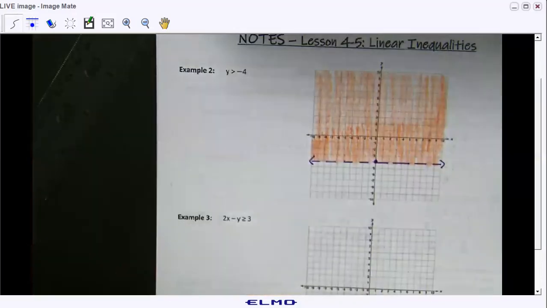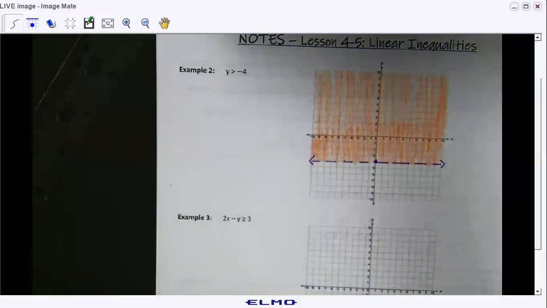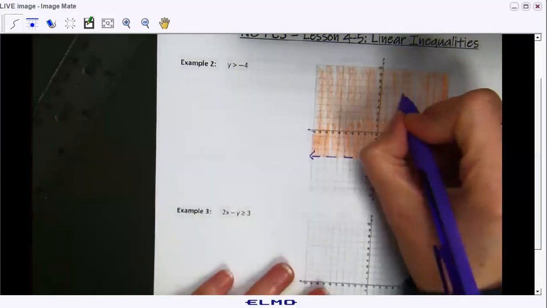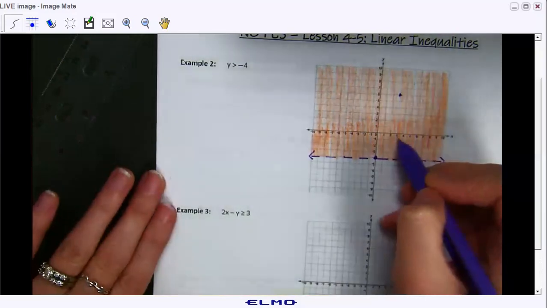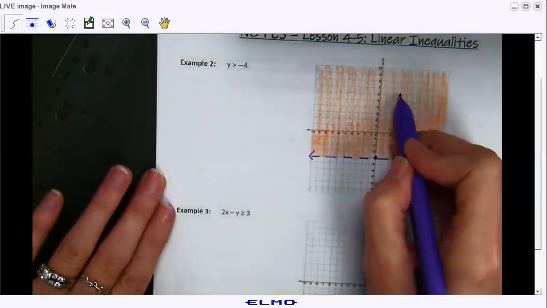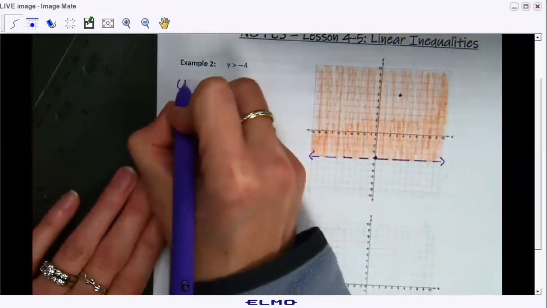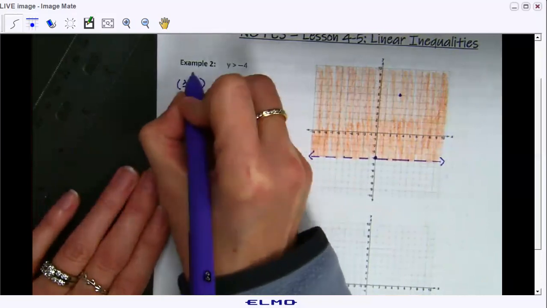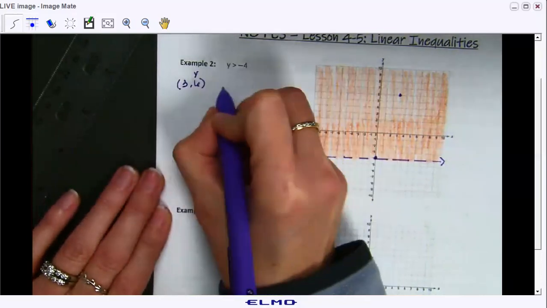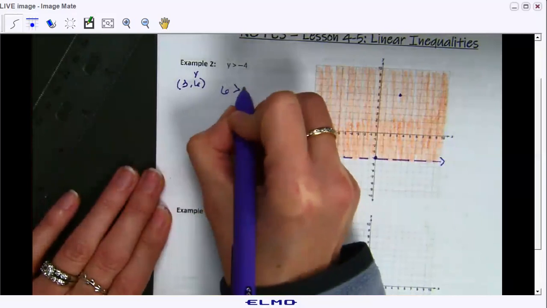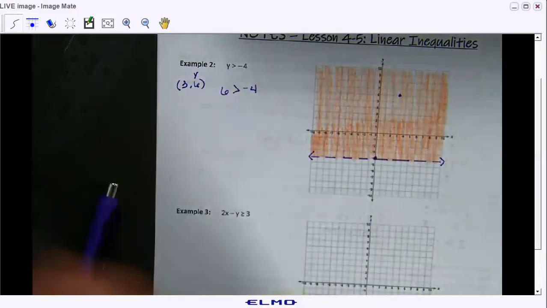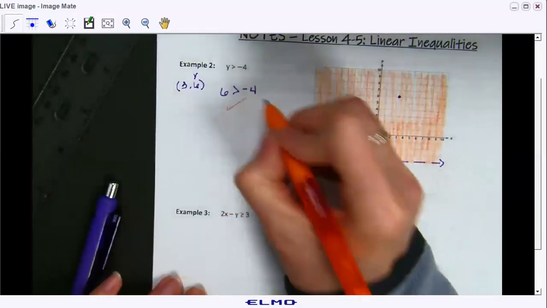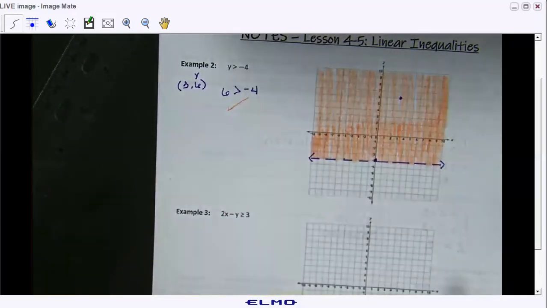Okay, there we go. Now, if I were to pick any point in this graph, okay, I picked the point (3, 6), where my y is 6. So is 6 greater than -4? Yes, so then this inequality is true, and that would be a solution to this inequality.